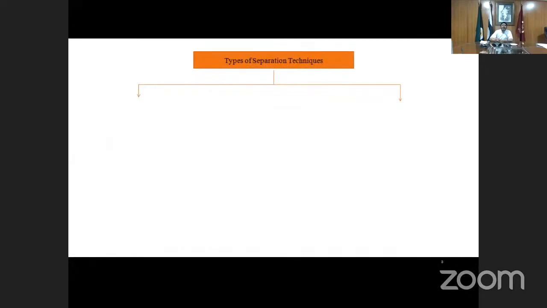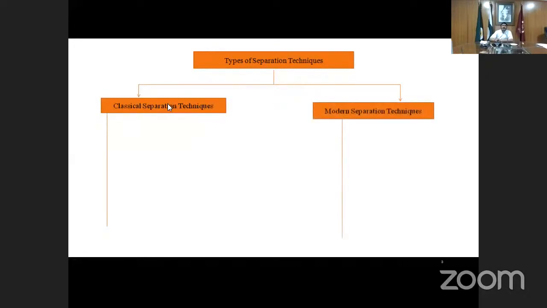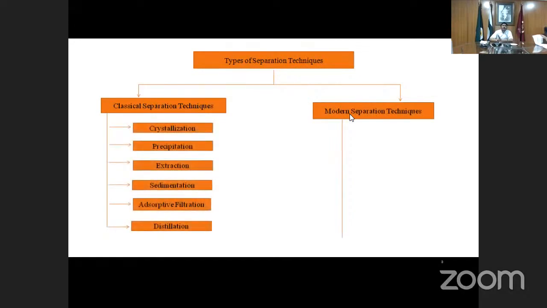There are different types of separation techniques we usually use. That is a classical separation technique, and this is a modern separation technique. For classical separation techniques, we are using crystallization, precipitation, extraction, sedimentation, adsorptive filtration, and distillation. And this is the modern technique which we are using for the separation.